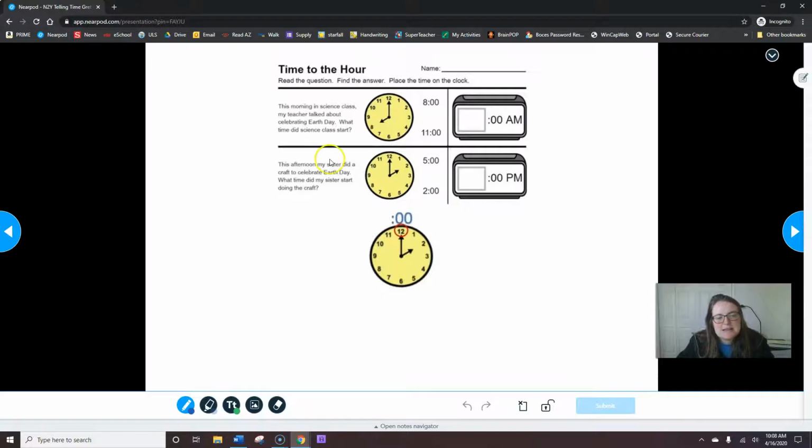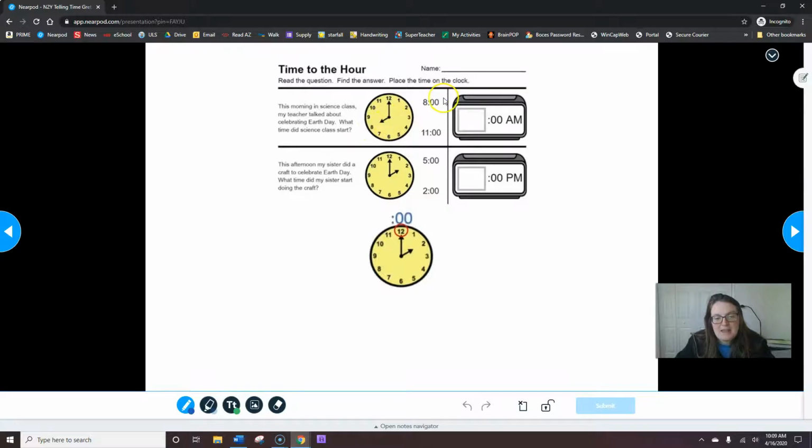This morning in science class, my teacher talked about celebrating Earth Day. What time did the science class start? So on all of these, it's going to be the big hand on the 12, which means o'clock. So it says o'clock in all the answers and on the clocks already for us. So we need to look at the little hand only to tell time to the hour. So what number is the little hand pointing at? Do you see it here? Is it pointing at an 8 or an 11?